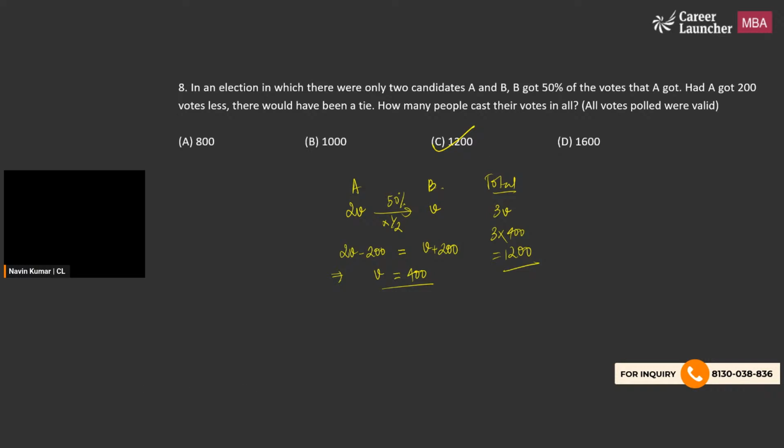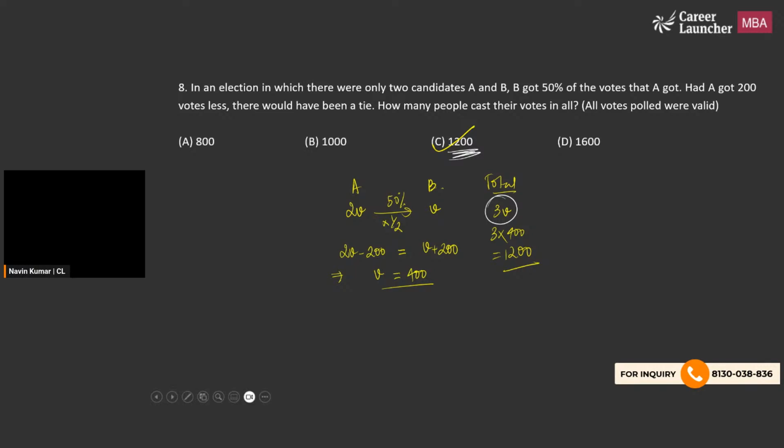Or what you can basically do is, once you reach that the total number of votes is going to be 3V, and V is the number of votes, of course you cannot have that as a fraction. Basically V cannot be 10 by 3, isn't it? So 3V has to be a multiple of 3. The only option which is a multiple of 3 is option C. So you can make it faster if you only solve it to a certain extent.